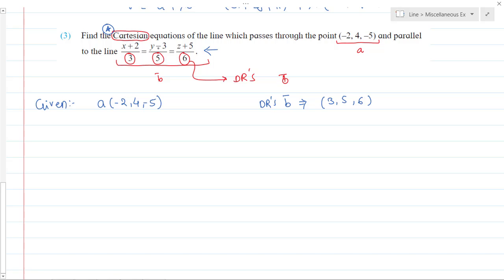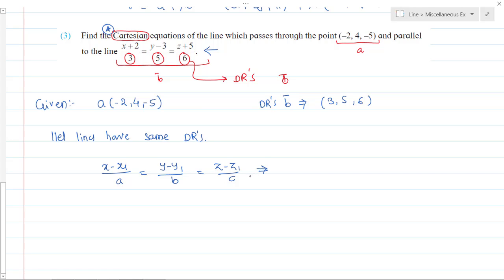Now tell me, if this desired line is parallel to this line, what will be the direction ratio of the desired line? Of course it will be the same. Why? We know that parallel lines have the same direction ratios. So I will write here: parallel lines have same direction ratios. This concept we have already studied in vectors. So how do we write the equation of a line in the Cartesian form? It is (x minus x1) by a equals (y minus y1) by b equals (z minus z1) by c. Perfect.